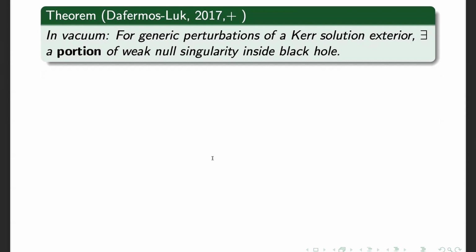Like, why does part of the singularity become null? Yeah, I'm not sure I can answer why, but a way to think about it is the Kerr solution itself initially had a null horizon. So just that null horizon is still there. It just became somewhat non-smooth. That's one way to see it.